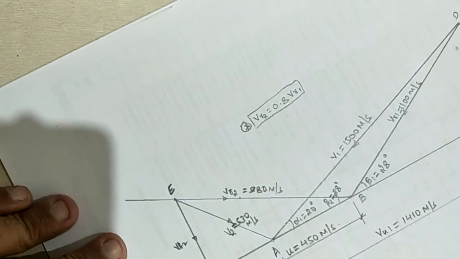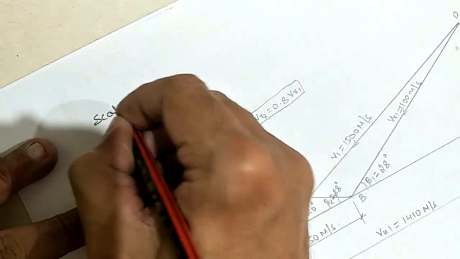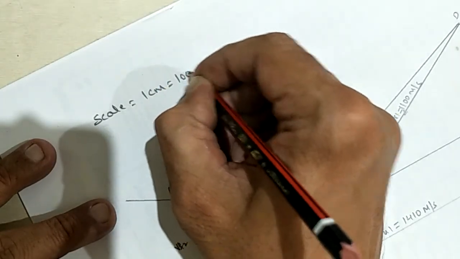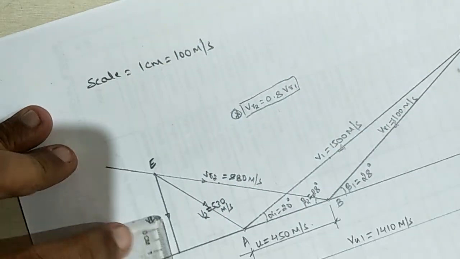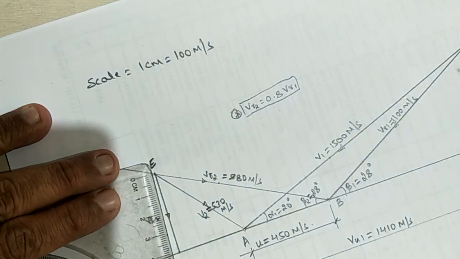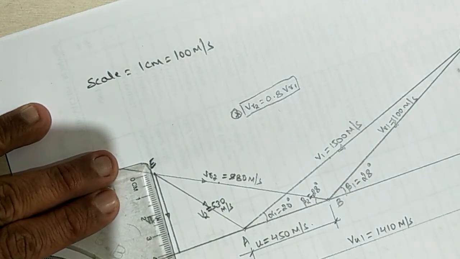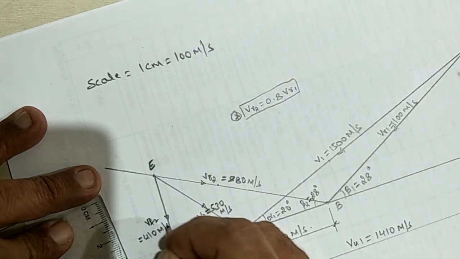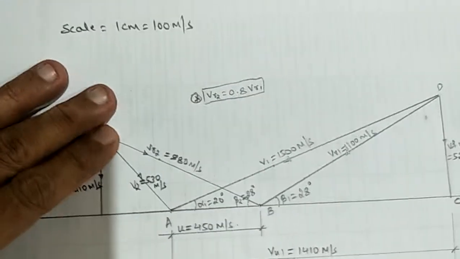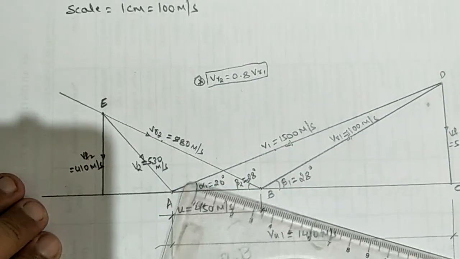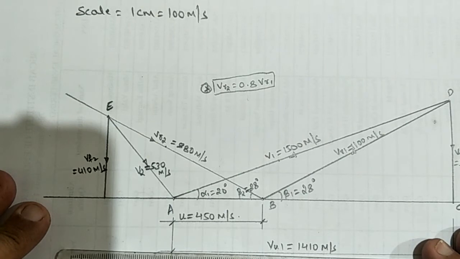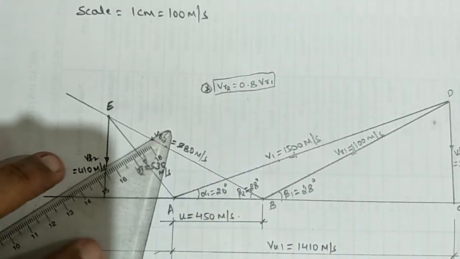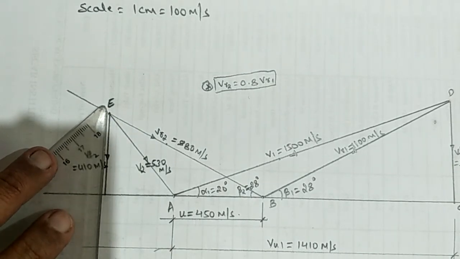So multiply with the scale. We have chosen the scale: 1 centimeter is equal to 100 meters per second. Then similarly, measure this VF2, which is 4.1, that is nothing but 410 meters per second. So this is how we have obtained the values here. Then we need the VU2 value, that is required. So what is the value of VU2?